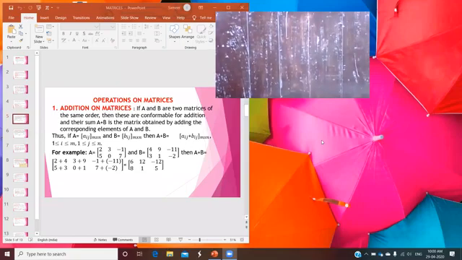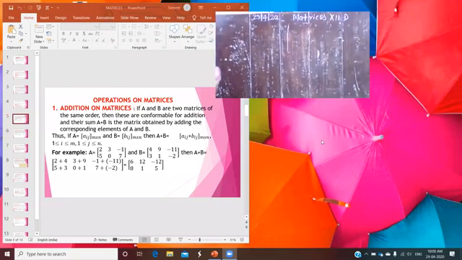So today we are studying the operation on matrices. First, the addition of matrices. Addition of matrices means how you add two matrices. The condition is that you can add only those matrices whose orders are the same. If the orders of two matrices are not the same, you can't add them.